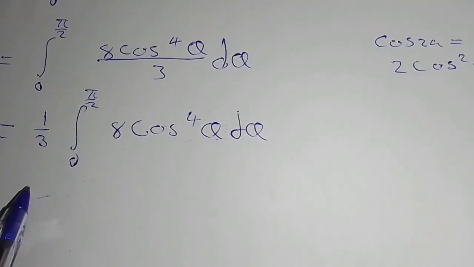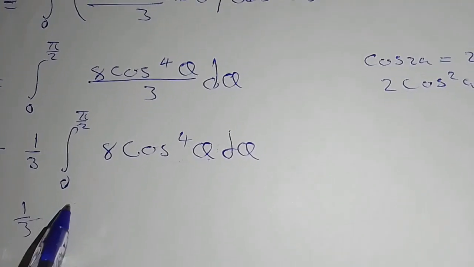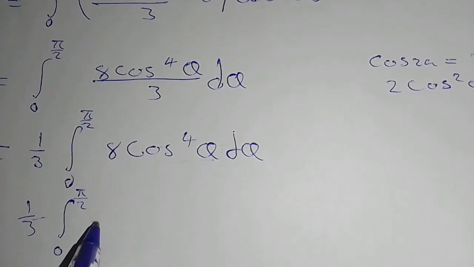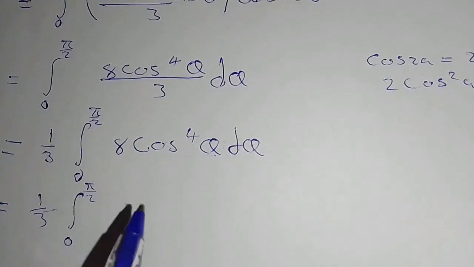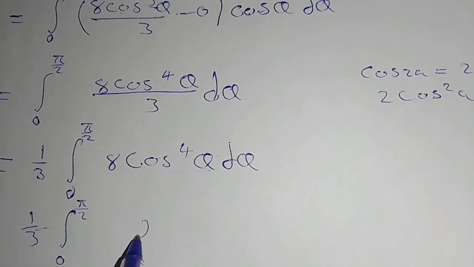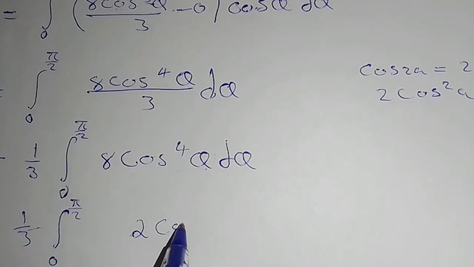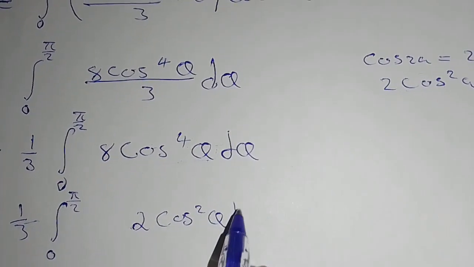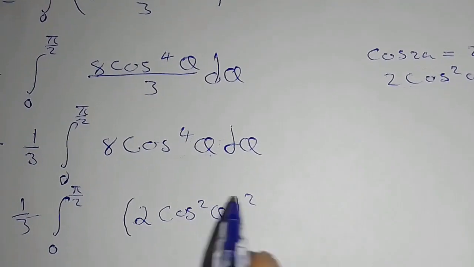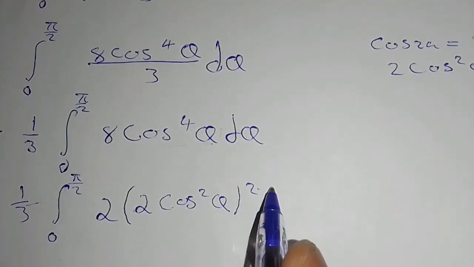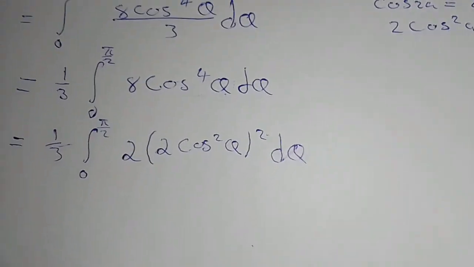So in this case, then we have 1/3 on the outside right there. So we have the integral from 0 to pi over 2. And then we're basically going to have 2 cos squared theta, squared. And what's 2 squared? That's 4. And here we had an 8, so we have a 2 on the outside. So we can rewrite this as something like this.